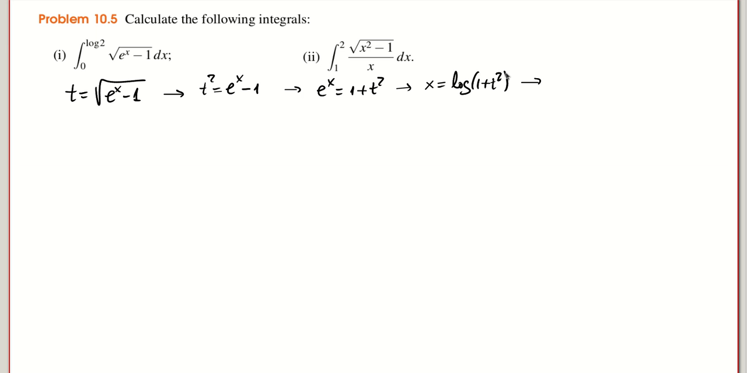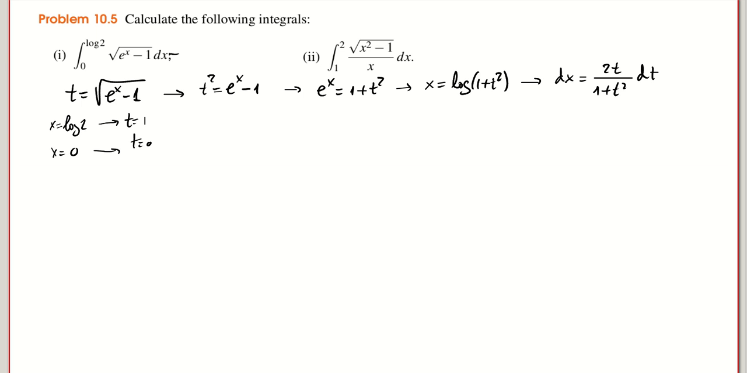If we take the differential of this, we have dx equal to 2t over 1 plus t squared dt. So you see, everything gets converted into a rational function, right? One last thing: when x is equal to log 2, then the exponential is 2, 2 minus 1 is 1, so t is 1. And when x is equal to 0, the exponential of 0 is 1, 1 minus 1 is 0, so t is 0.